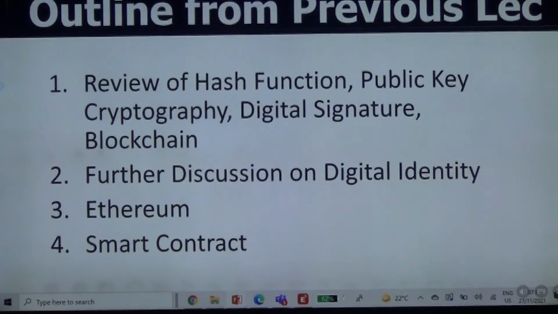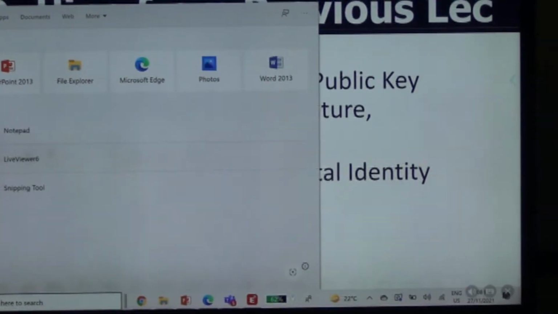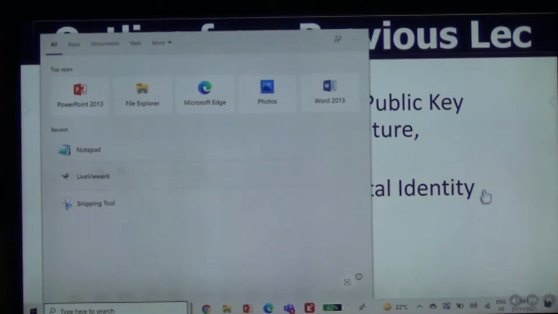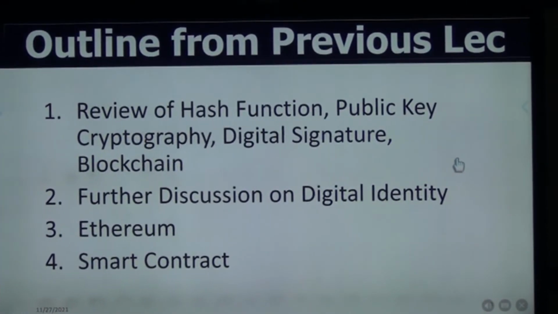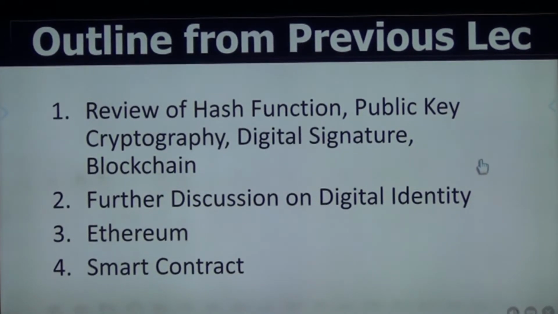In the previous lecture we did a review that we'll keep doing in every lecture. But then we spent a lot of time understanding digital identity, and then we discussed Ethereum, which is another cryptocurrency, Ether, and there's a framework, and it additionally has the concept of smart contract. So that makes Ethereum not only a cryptocurrency, but you can also implement smart contracts.